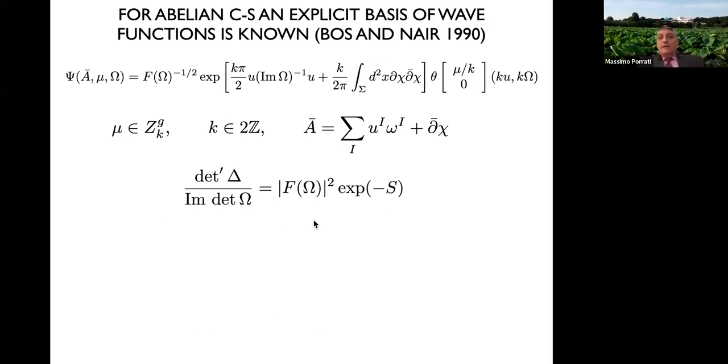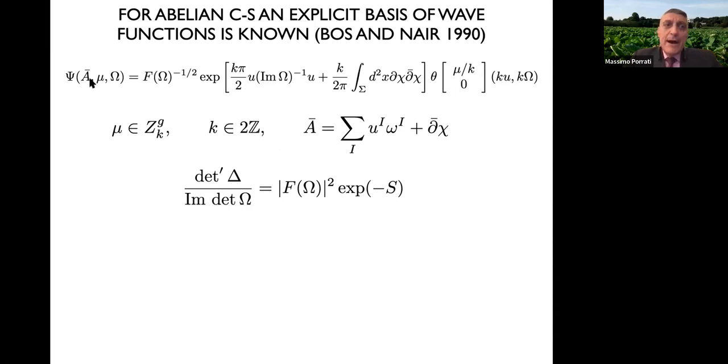Now actually these wave functions are even known explicitly because we know an explicit basis of wave functions that was found long ago by Bos and Nair. They satisfy the Gauss law, and for a compact U(1), there are a finite number of independent wave functions that are labeled by an element of Z_k, so k integers to the power g, where g is the genus. So you have a finite number of wave functions, and they are written in terms of theta functions.